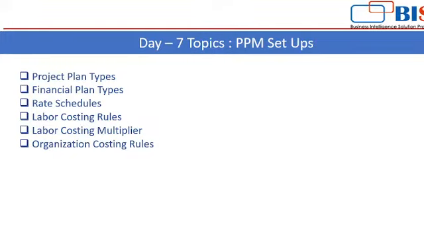Then we have seen how to create the rate schedules, labor costing rules, and labor costing multiplier, and in the organization costing rules we have to associate these rate schedule and labor costing rules with your business unit, so that it will be easy for the system to pick the rates of your resources from the organization costing rule task.